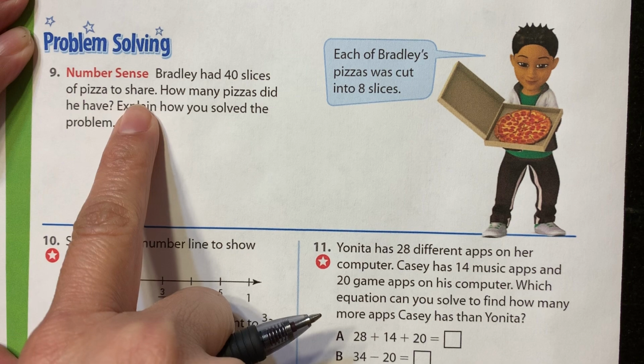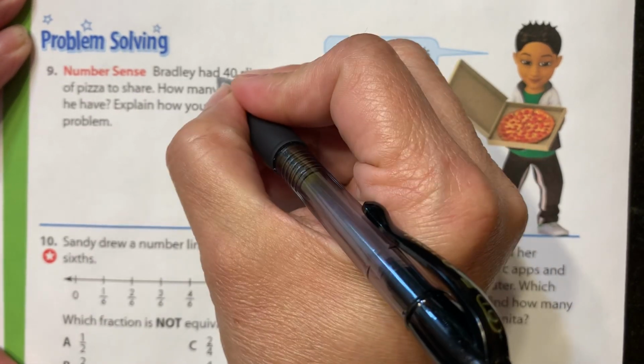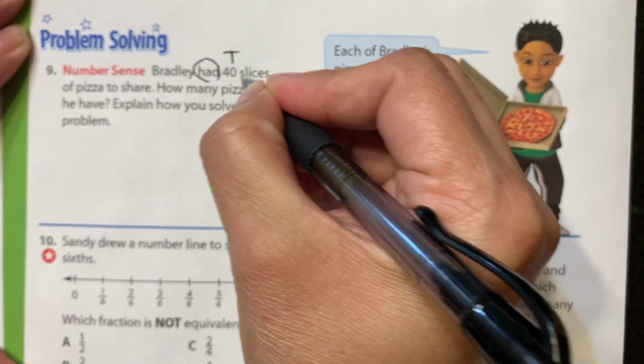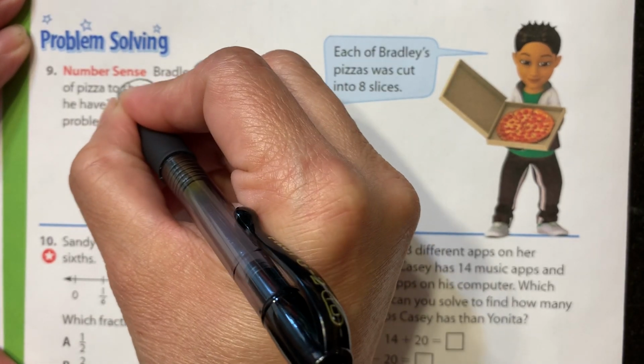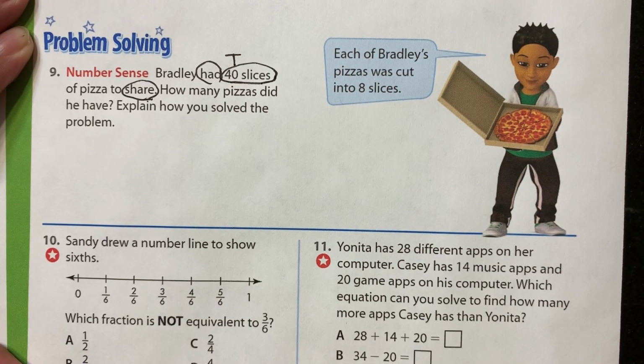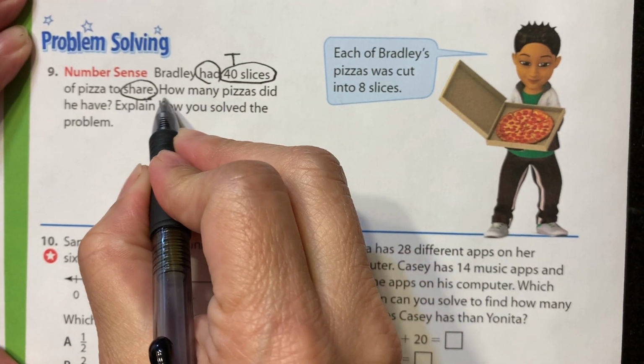Bradley had 40 slices of pizza to share. How many pizzas did he have? Now he had, that means there is a total here, 40 slices. He has a total of 40 slices, but he has to share them. When I saw that word back when we were in class, we talked about how many multiplication and division problems had the word each, but when we said equal shares, equal number, it made that question division.